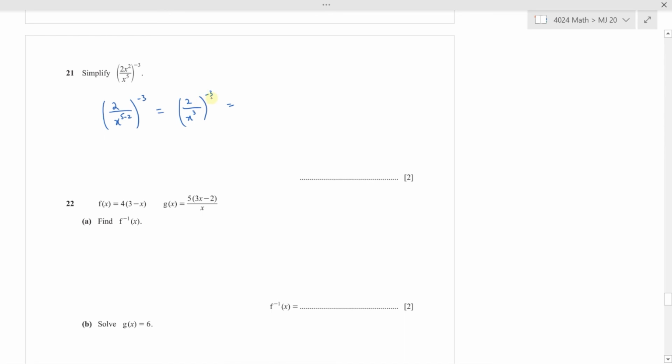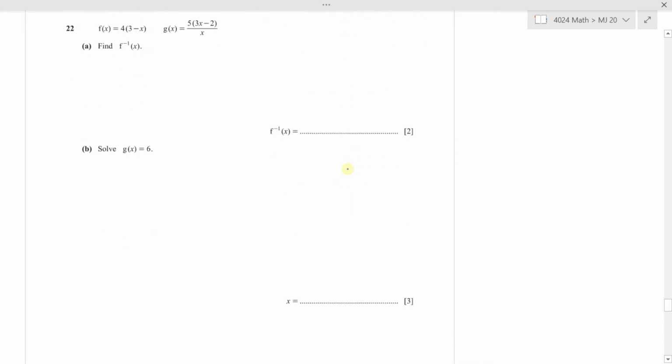Once I bring these powers inside, they will be multiplied. So this will be 2 power minus 3. You have 2 power 1 here, which is multiplied by minus 3, and x power 3 multiplied by minus 3 as well. So you have 2 power minus 3 over x power minus 9. And then I can bring this down so that this power is positive, and then bring this up to change the sign of its power. So I will have x power 9 over 2 power 3, and 2 power 3 is 8. So your final answer will be x power 9 over 8.